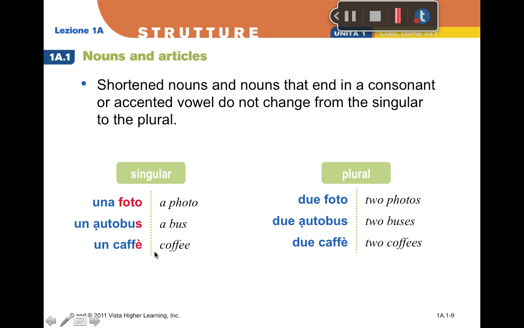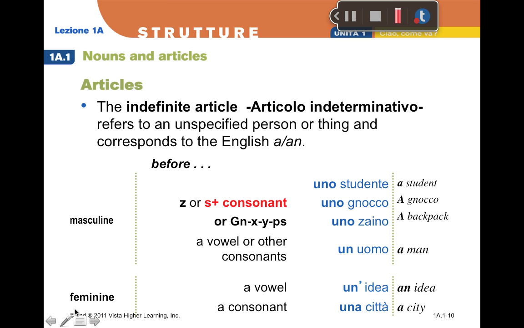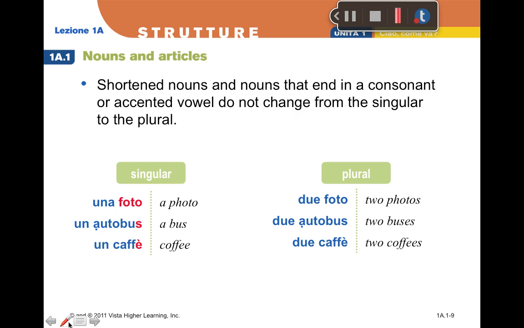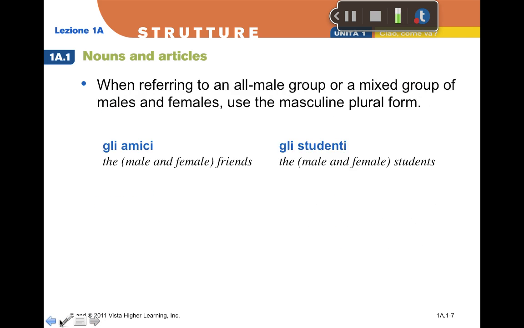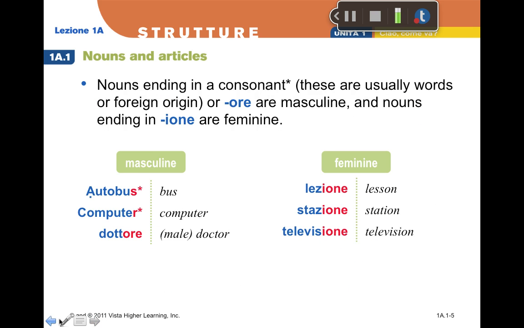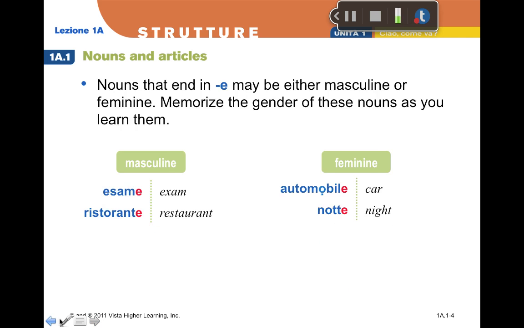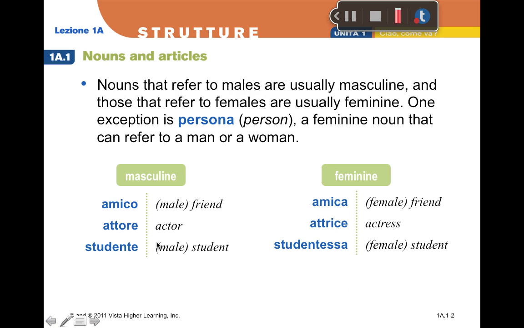So I have un caffè, due caffè, una università, due università. The ending does not change. Before we go to the articles, I want to go back to the first slide because there's something I want to point out.